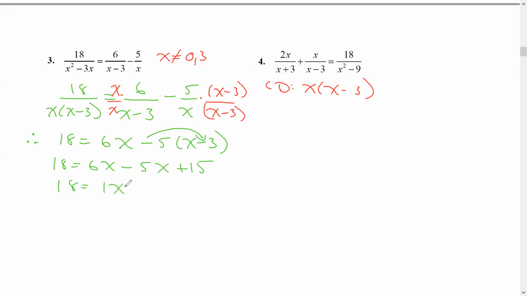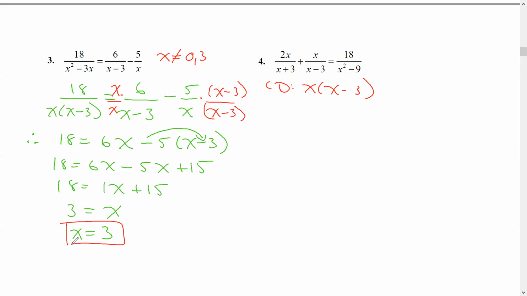6x minus x is 1x. Subtract 15. So I get x is equal to 3. And I'm done the question, right? x equals 3.